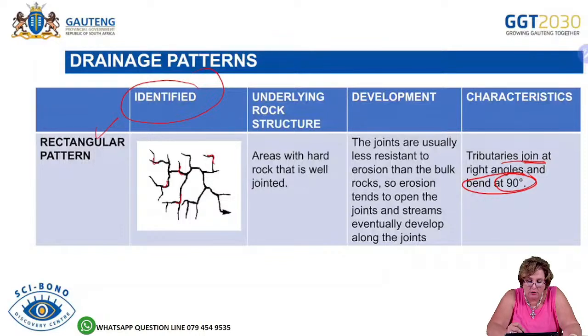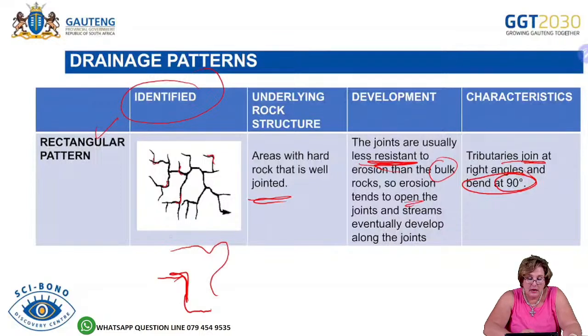How does the underlying rock structure look? Each area has a hard rock that's well jointed. That means it's an area where the rocks are jointed and have cracks. The joints are usually less resistant to erosion than the bulk rock. So erosion tends to open these joints, and water will flow in there. How do I know it? Characteristic: I look for the 90 degree bend.